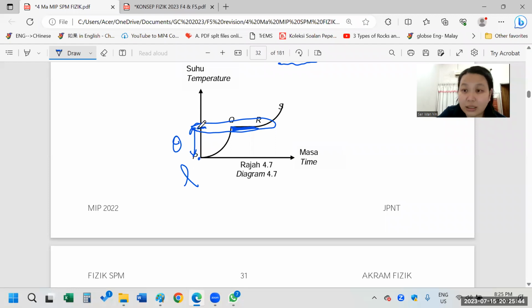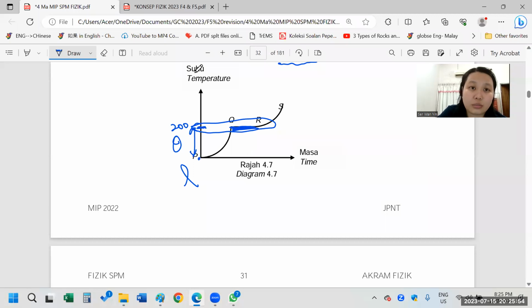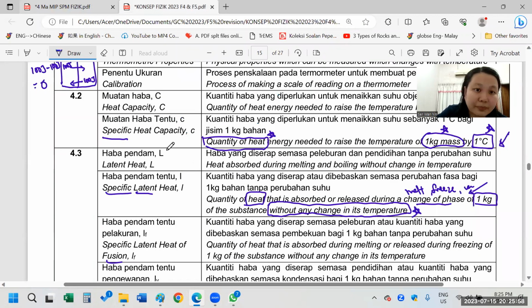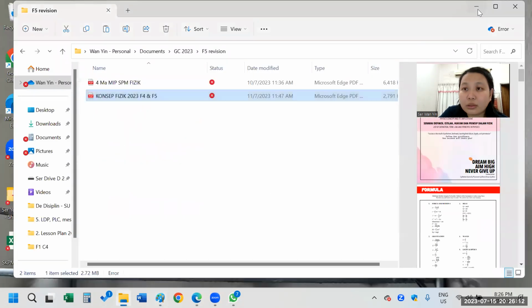Let's say this is 200. From Q to P, the temperature does not change. So the formula for specific heat capacity is Q equals MC theta. So C equals Q over M theta. You all can see the formula list.